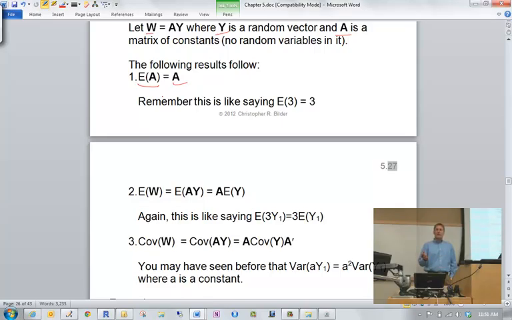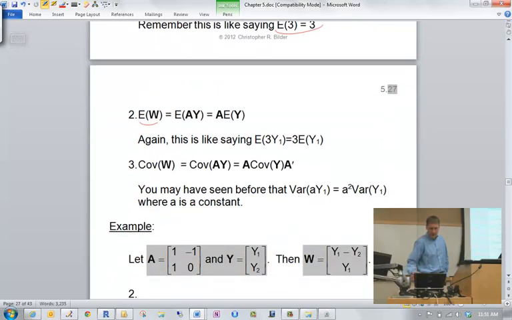Well, why? It's like saying, what's the expected value of the number 3? Well, it's 3. It's a constant. What's the expected value of the number 1.5? It's 1.5. It's a constant. What's the expected value of W, though? Well, W has A and Y in it. This A is a constant, so I can factor that outside the expected value, so that this simplifies down to A times expected value of Y.